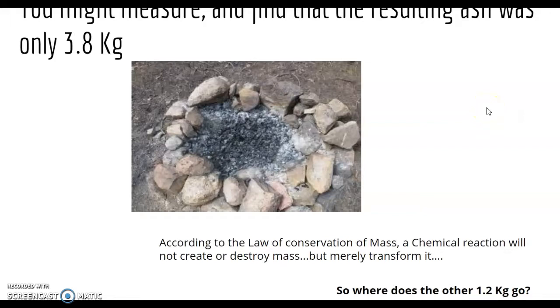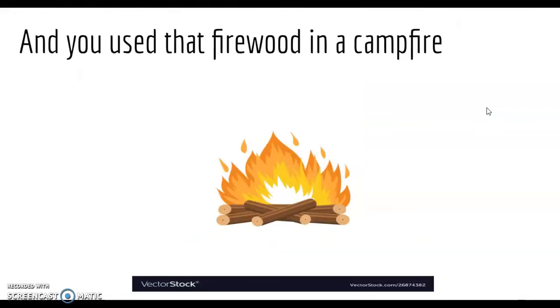We're going to learn some terms coming up here. One is reactant and the other one is product. So in this case, the reactant would be the firewood, the product would be the ash, but I'm leaving something out, right? I'm leaving out the smoke, the smoke that blew away. 1.2 kilograms of it in this case.